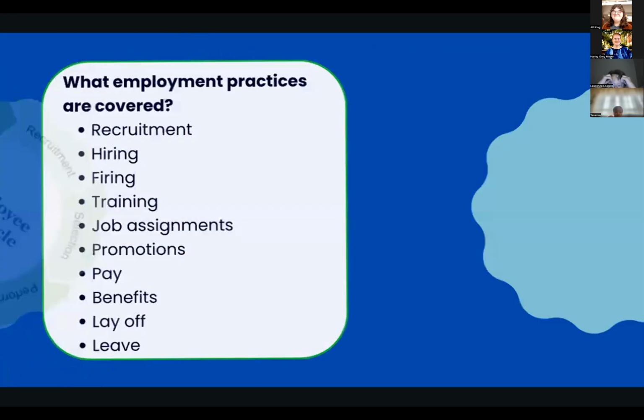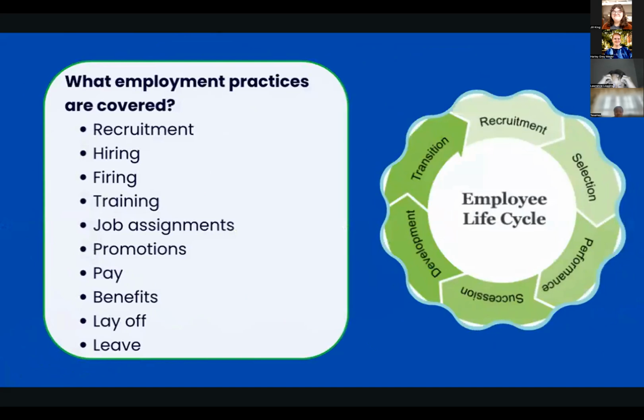So what employment practices are covered? Basically everything from recruitment to leave to when you're being laid off, everything. It's all covered under the ADA. So something I want to make sure y'all know is that, to ensure that you have protections under the ADA, you do need to disclose your disability during the application process.